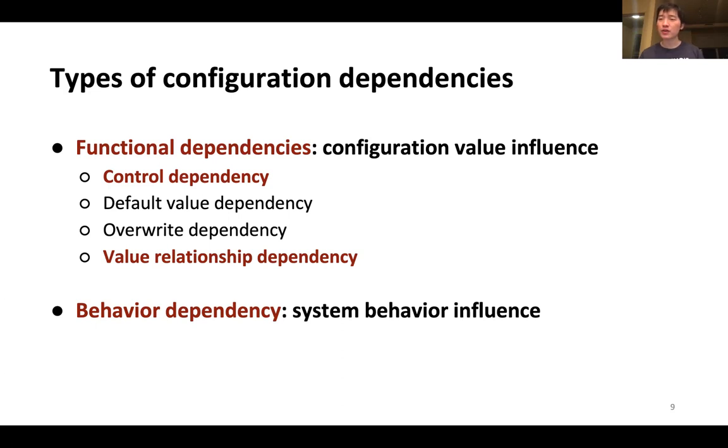Another big category we consider is behavior dependency. And that means a set of parameters will together influence the system behavior. Due to time limits, in the presentation, I will only describe 3 dependencies: control dependency, value relationship dependency, and behavior dependency. For other dependencies, please refer to the paper for more detailed descriptions.